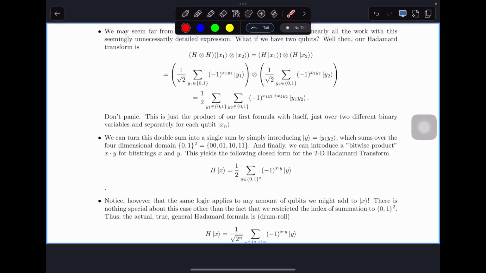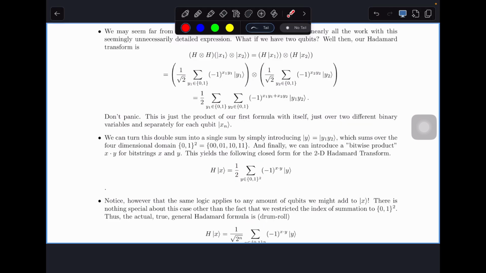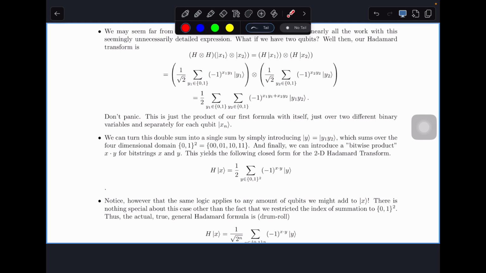Okay, so what we've done here is we've basically condensed this into a formula that's just dependent upon one nice variable, y, by introducing this bitwise product to deal with the exponent. Now, this yields the following closed form for the two-dimensional Hadamard transform: 1/2 times the sum, and notice that this is basically what we had before for the one-qubit case, except the only difference besides the power and the scalar in front, which is just a normalization factor, is that instead of a standard product, we've got a bitwise product in the exponent of -1.